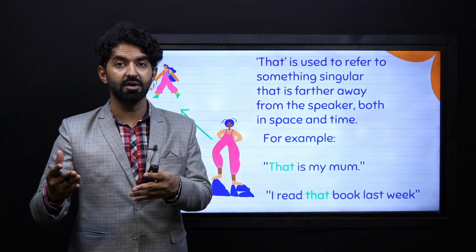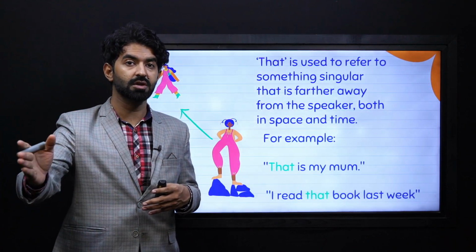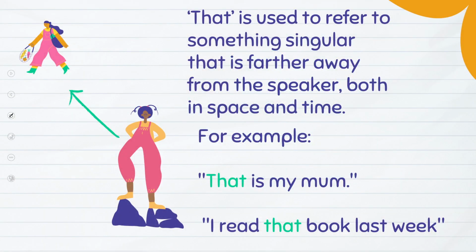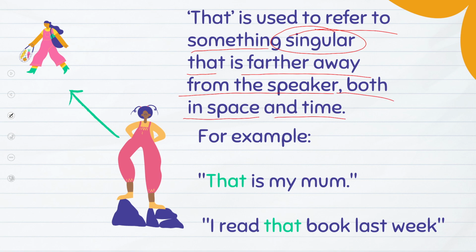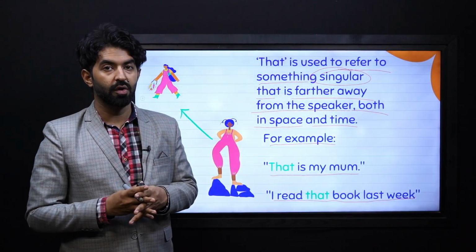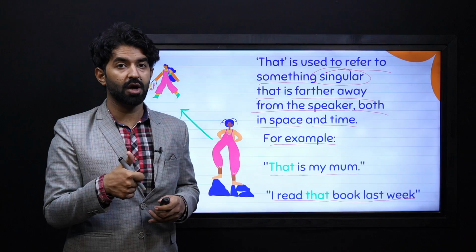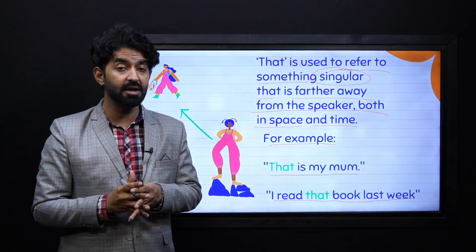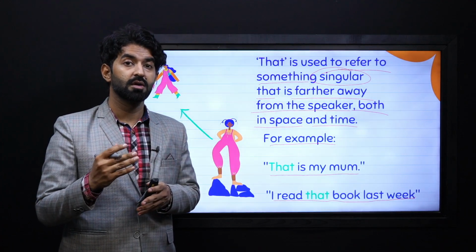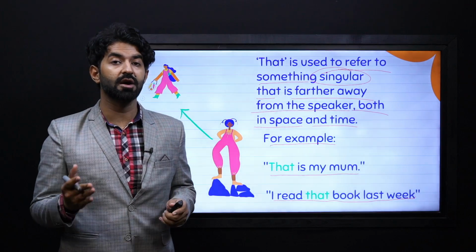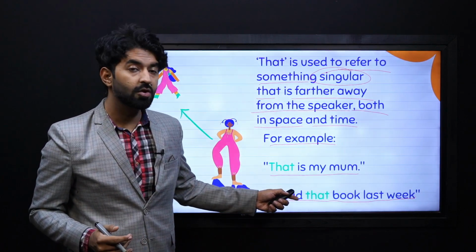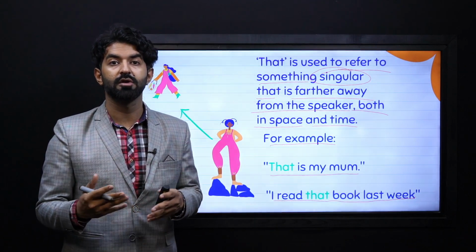When we want to demonstrate or refer to or show direction, we use that to refer to something singular that is farther away from the speaker both in space and time. For example, "My mom read that book last week." So by reading these examples, we know that first, the demonstrative pronoun is used for singular form, and second, the demonstrative pronoun used is that, and we know that it's a little farther from the speaker or the writer.